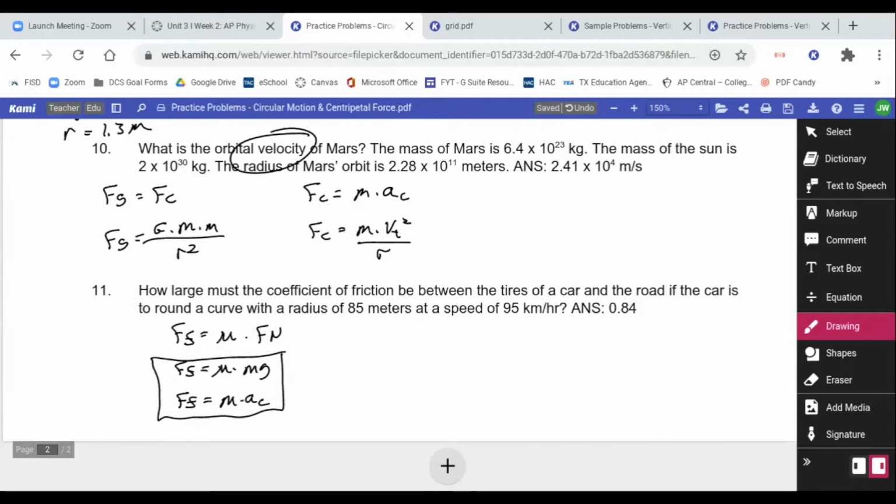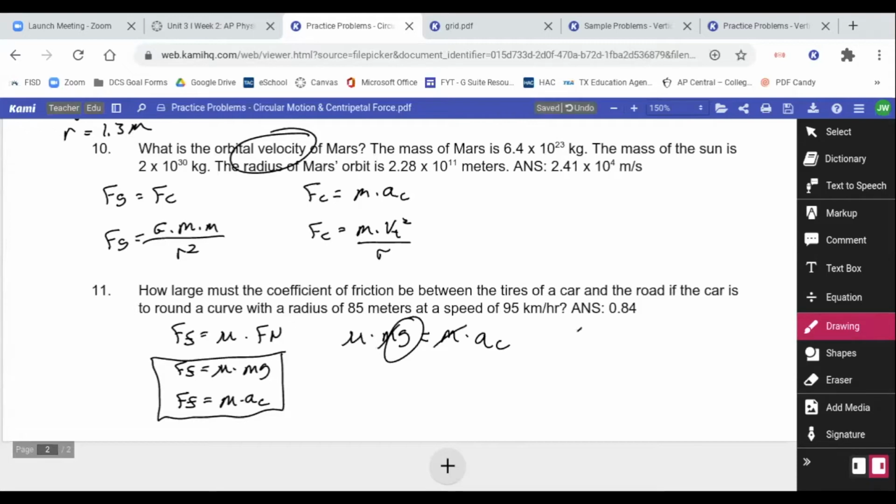We know that because force of friction is mu times force normal. There's no vertical acceleration, so force normal and force gravity are in equilibrium. They're balanced. Force of friction is our centripetal force, and centripetal force is mass times centripetal acceleration. We can set these equal to each other. Mu times mg is equal to mass times ac. Masses cancel. We know what g is, it's 10.